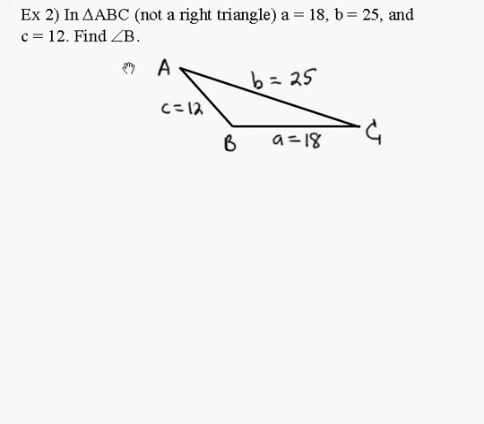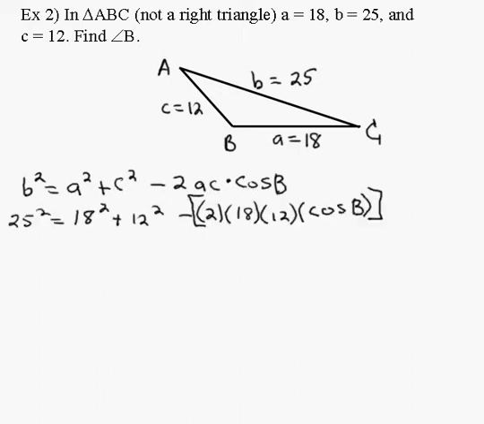And so in this case, we've got triangle ABC. Side A is 18, that's opposite angle A. Side B is 25, that's opposite angle B. Side C is 12, that's opposite angle C. And since we're looking for angle B, we again use the variation b squared equals a squared plus c squared minus 2ac times the cosine of angle B.